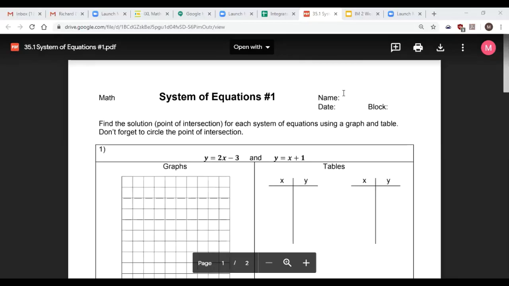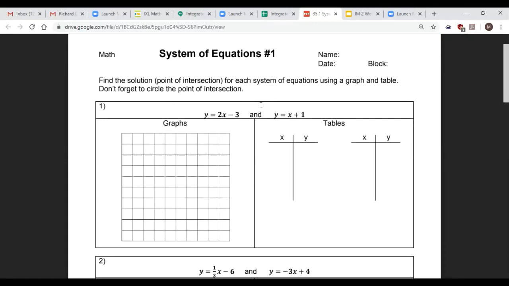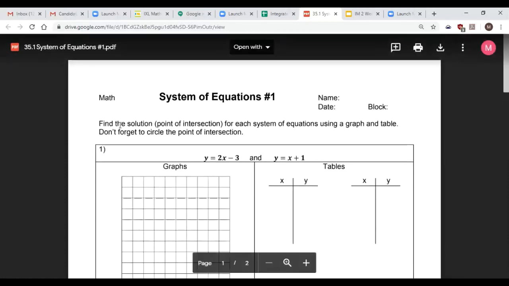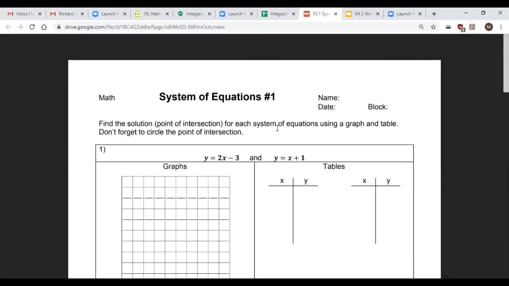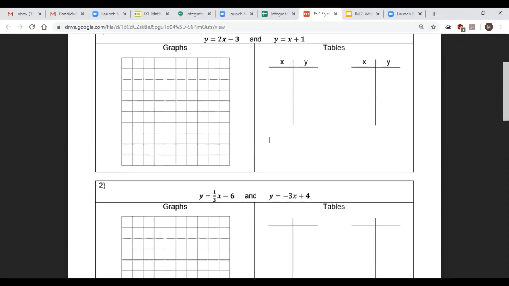Okay, so your worksheet looks like this, system of equations. The instruction says, find the solution, point of intersection, for each system of equations using a graph and table. Don't forget to circle the point of intersection. So I'm going to run through a couple examples.